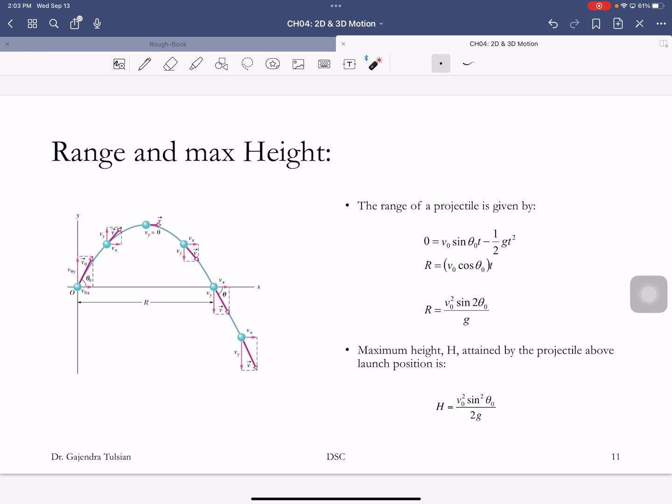All right, the other thing we are interested in is the maximum height the object travels. The maximum height it rises is equal to v naught squared sine squared theta naught, divided by 2g. Again, the greater the acceleration due to gravity, the smaller the height to which it rises.